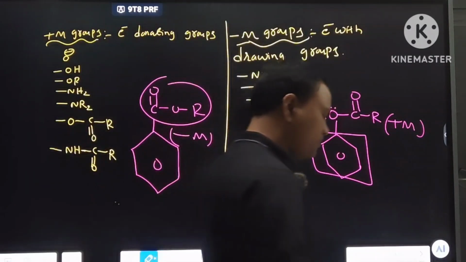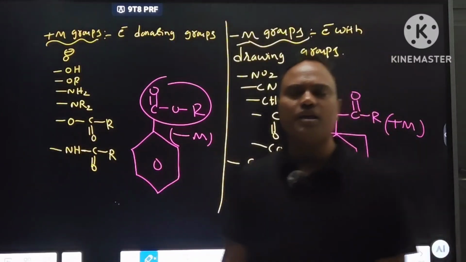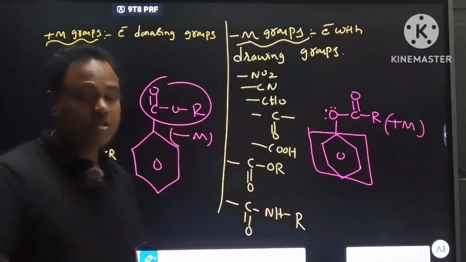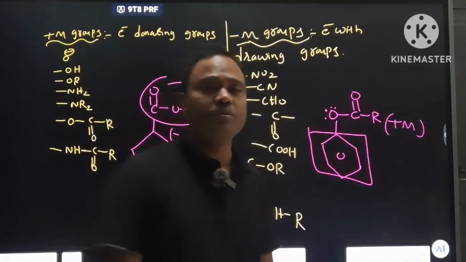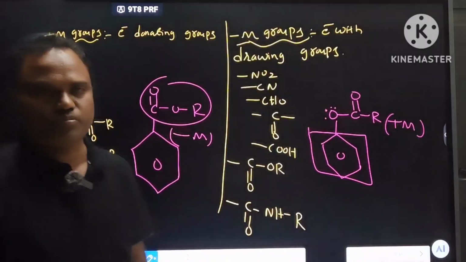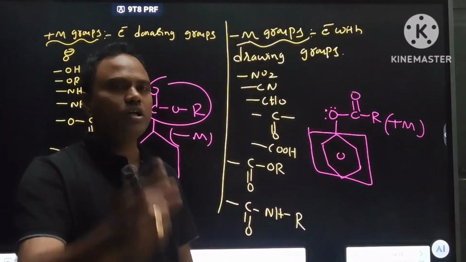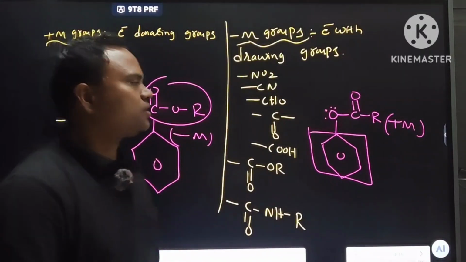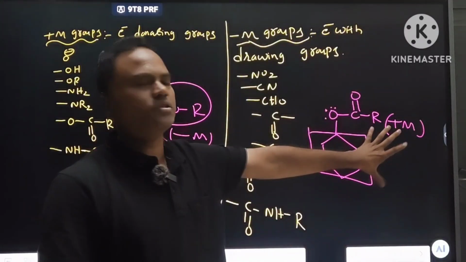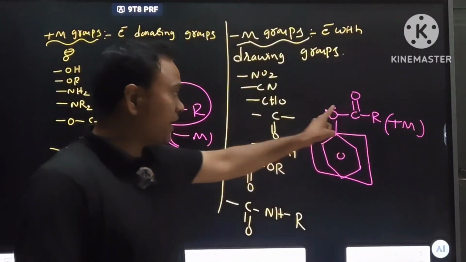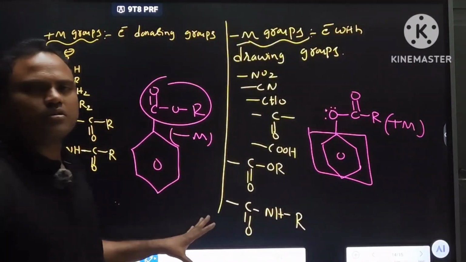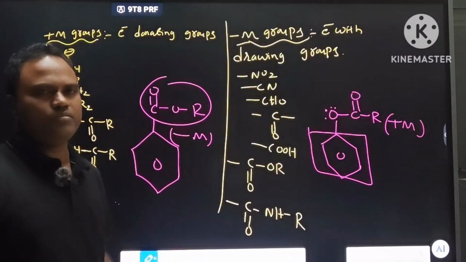So remember, which of the following groups can act as both plus M and minus M groups? Esters have the ability, and amides also have the ability to act as both plus M and minus M group based on the attachment. You tell me, what is the effect caused by ester in this structure? Plus M or minus M? Plus M? See the attachment. What is the effect caused by ester in this structure? Minus M effect. Very important.